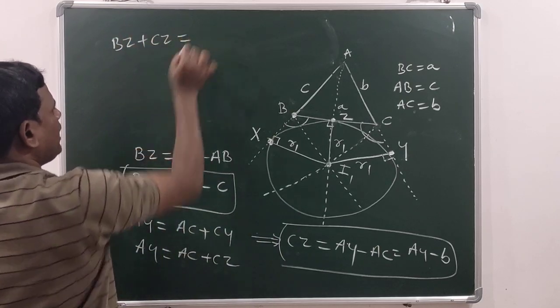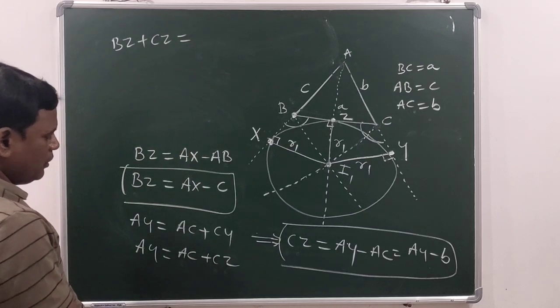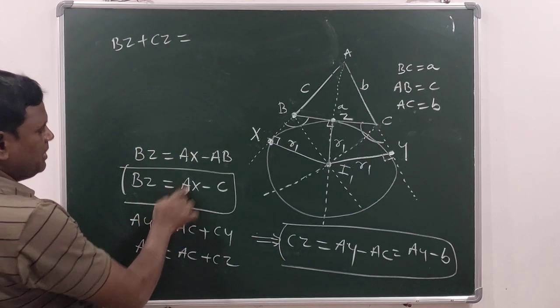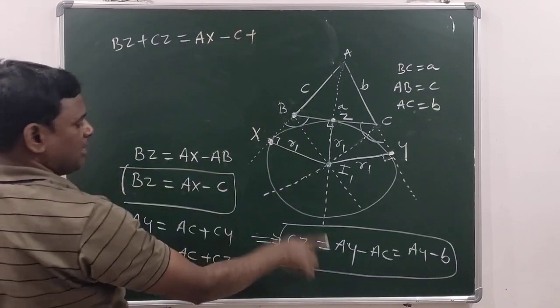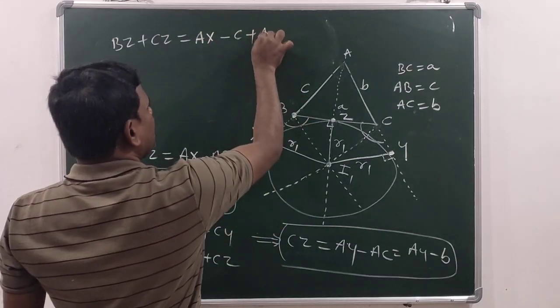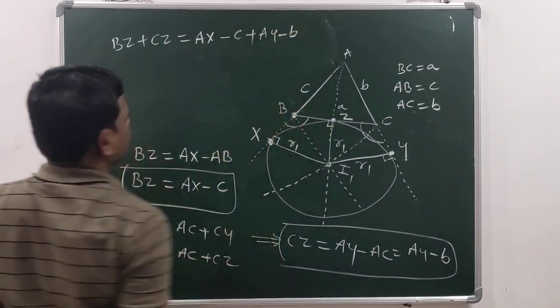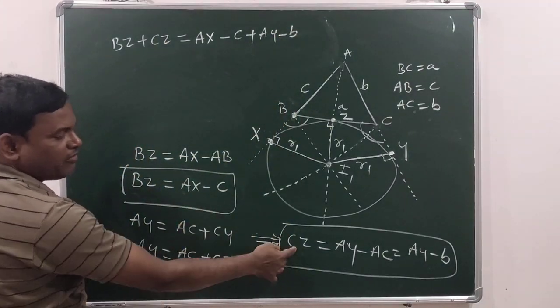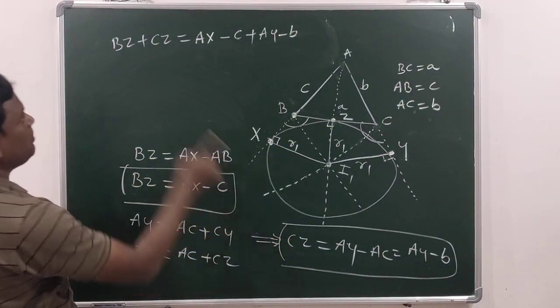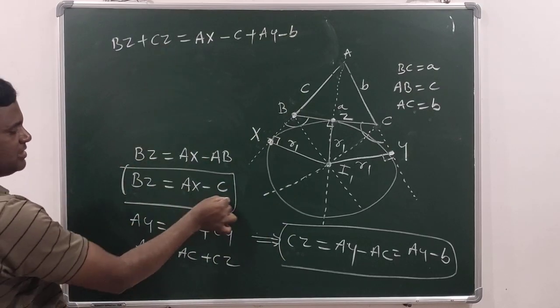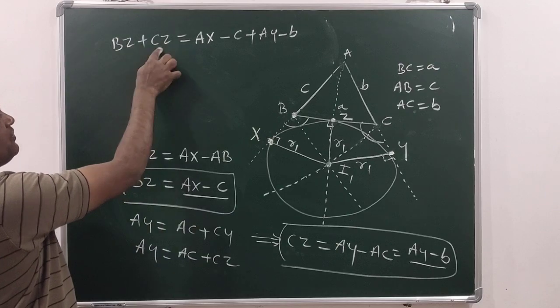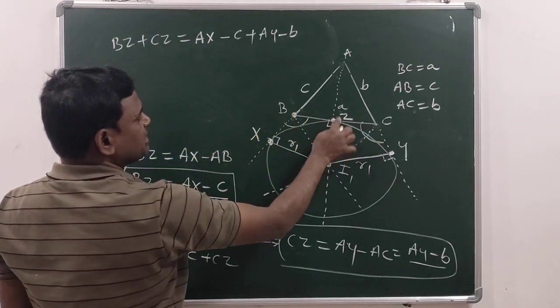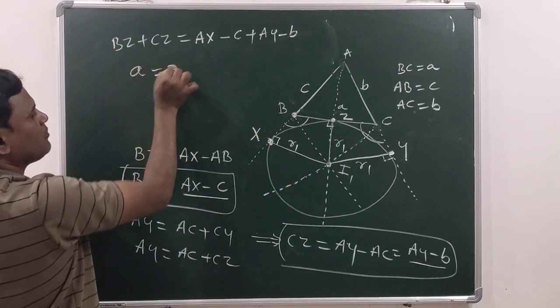CZ. If you add both of them, what do you get on the RHS? Here BZ is AX minus C and there CZ is AY minus B. Okay, these two I have added. So on the left side BZ plus CZ came, and on the right side this plus this. Now in this figure BZ plus CZ is nothing but small a.